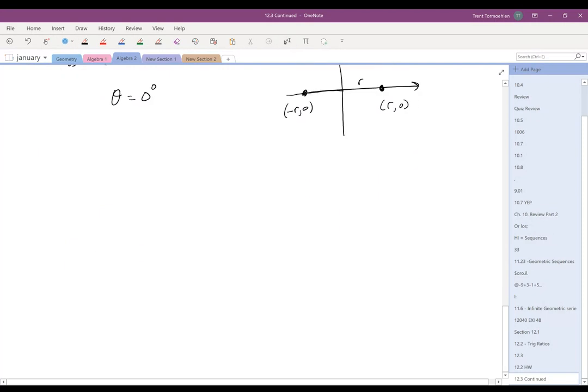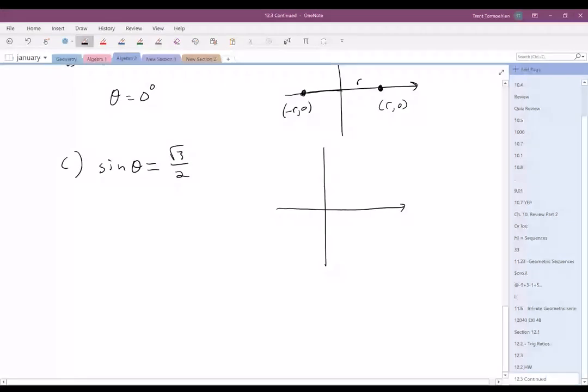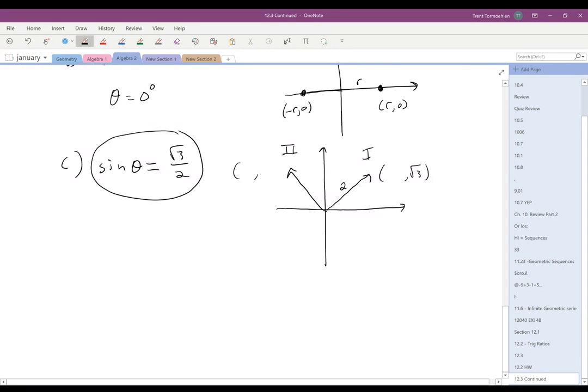Okay, another example of this is one that is sine theta equals square root of 3 over 2. Well, sine, remember, is y over r. Sine also, we learned, is positive in quadrant 1 and quadrant 2. And so we could either have it here or we could have it here. And if it's root 3 over 2, that's y over r. And so the r would be 2 and the y coordinate would be root 3. So the same thing over here.